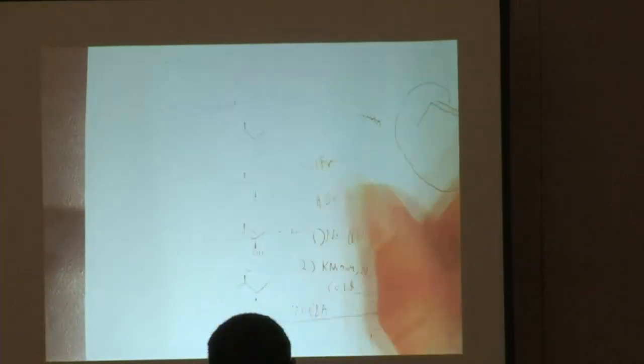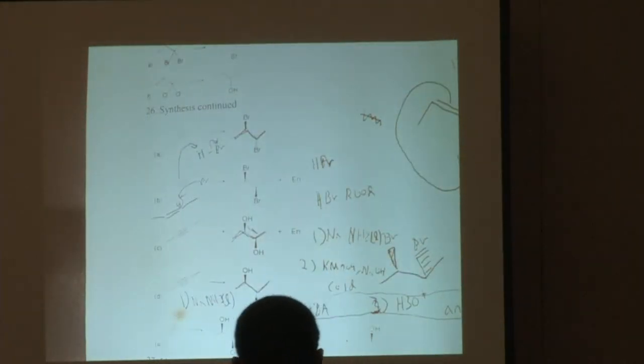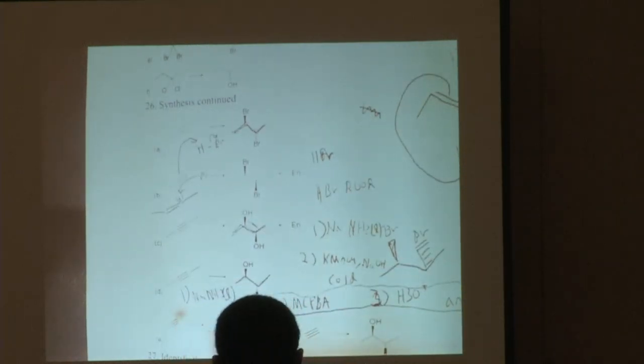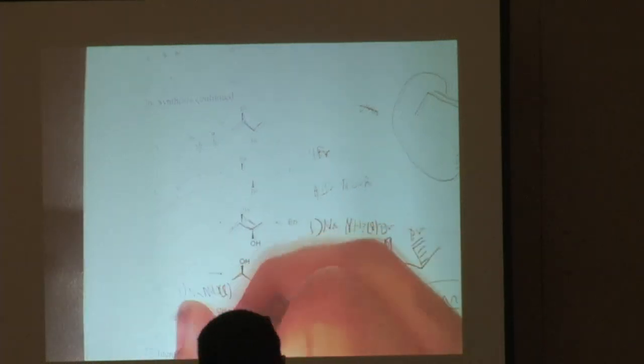So one, and then two, and then three. This one, you can look at the carbons and see that you have a different amount of carbons. So this is just two carbons. This is four.